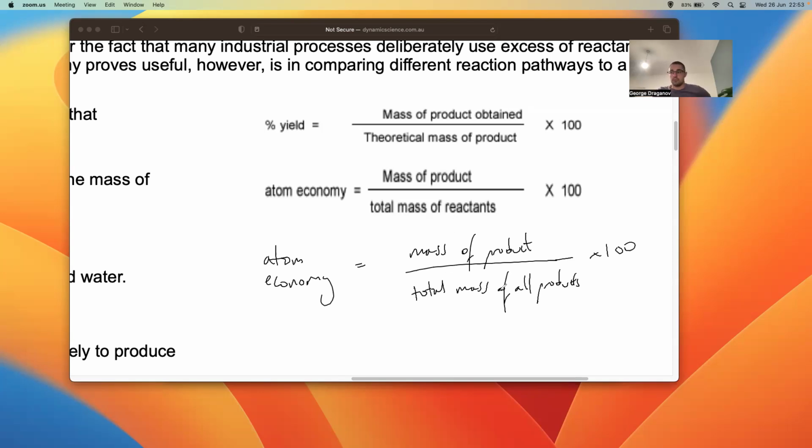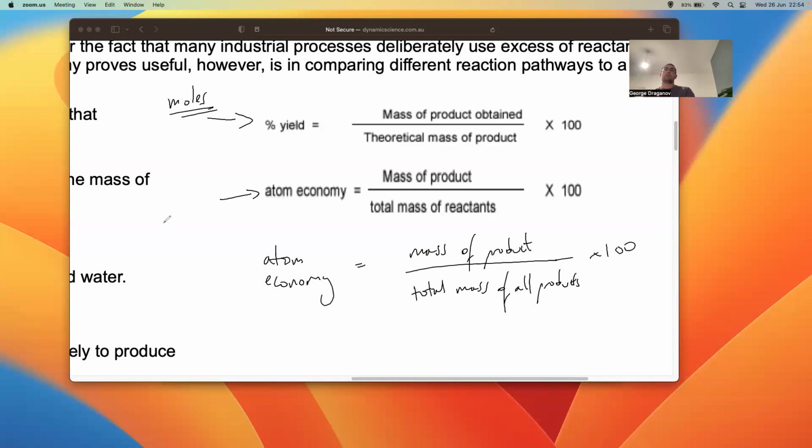Now, the reason I prefer this formula is that if you've already found one of the products, then you just have to repeat that down here and add the other products. So it lowers your chance of error. But you can use either formula. The percentage yield formula, however, was the mass of the product obtained over the theoretical maximum mass of product. Percentage yield takes into account molar quantities, whereas atom economy doesn't.